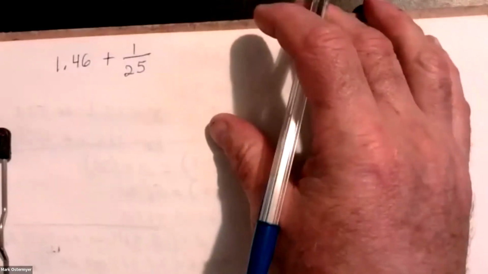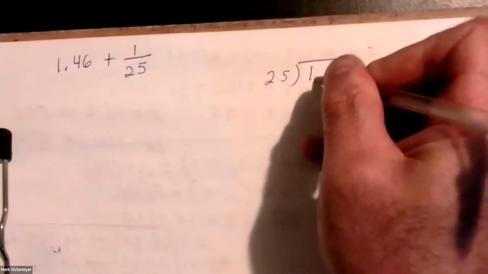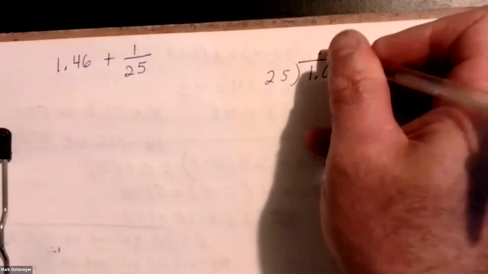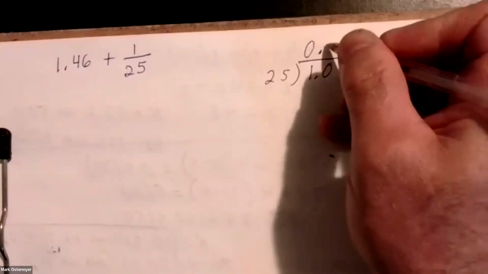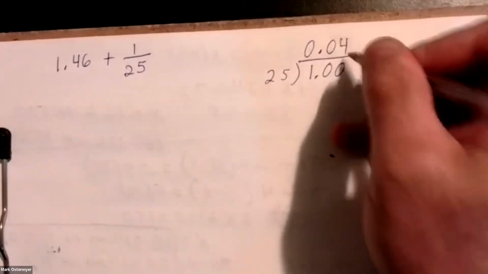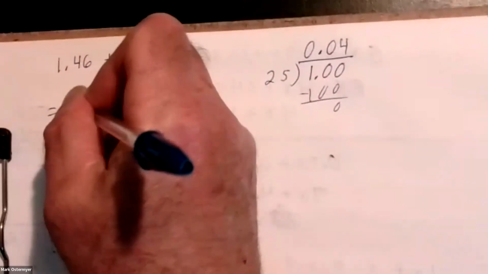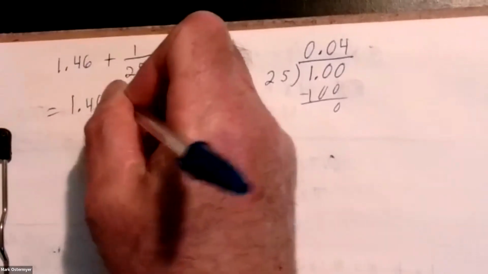So here's what we have to do. We need to put this into a decimal, correct? 25 divided into 1. 25 divided into 100, 4 times? This is going to be 1.46 plus 0.04.